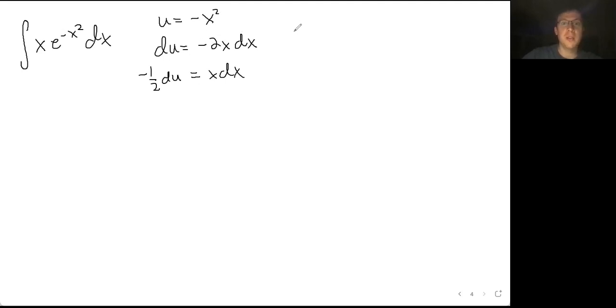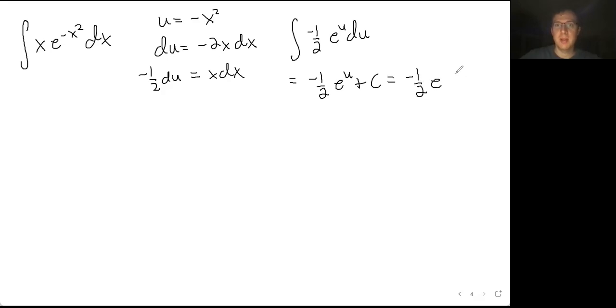So substituting everything in, our integral becomes negative 1/2 e to the u du, which is its own integral. And then we can substitute back in u, which was negative x squared, e to the minus x squared plus c. So we can actually do this integral. So if we come down to it and actually do the improper integral of our function.